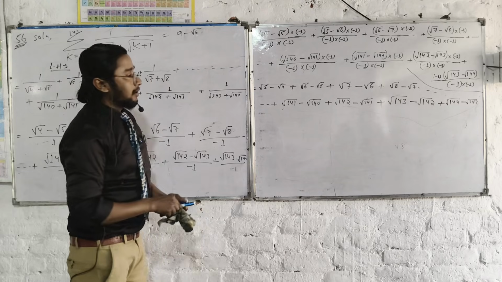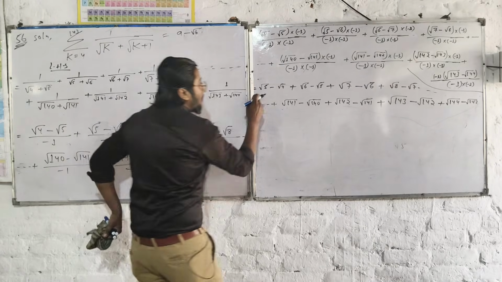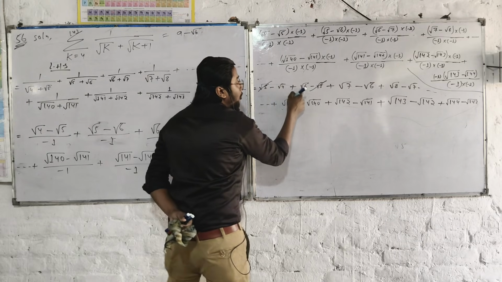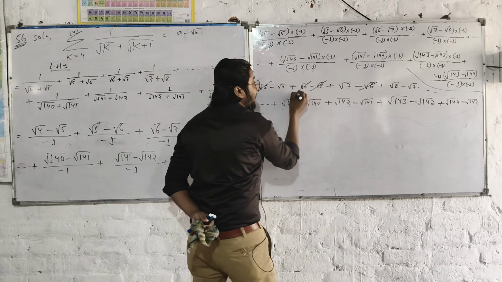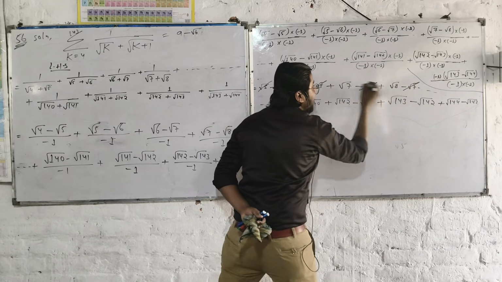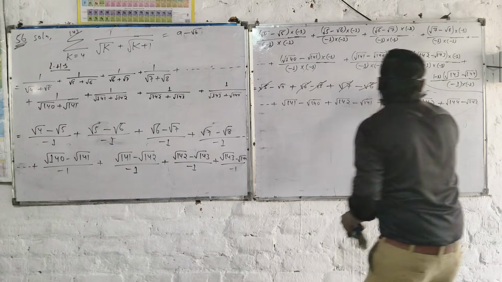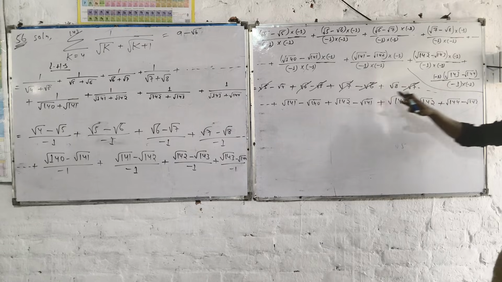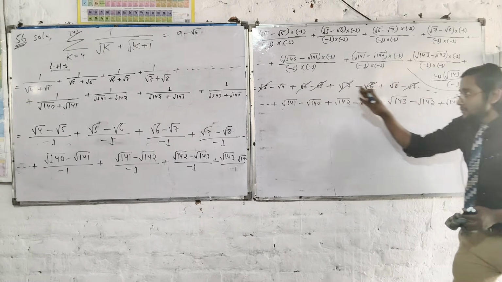Okay, yes, sir. Now notice something here. Root 5 minus root 5 will be cancelled out. Yes, sir. Root 6 minus root 6 will be cancelled out. Yes, sir. Minus root 7 plus root 7 will be cancelled out. So similarly, plus root and minus root will be cancelled out. Similarly, except this minus 4, all things will be cancelled out.